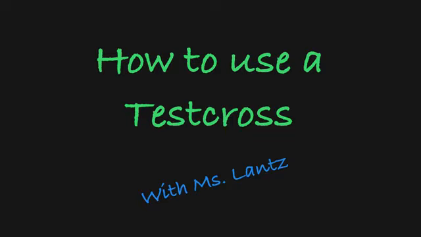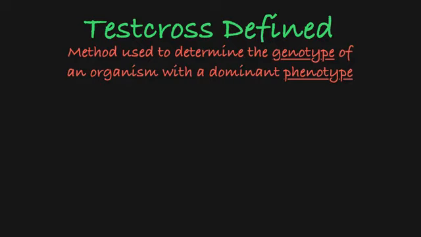In this video, I'll show you how to use a test cross. A test cross is a method you can use to determine the genotype of an organism that has a dominant phenotype. Let's use a classic Mendelian example in pea plants.